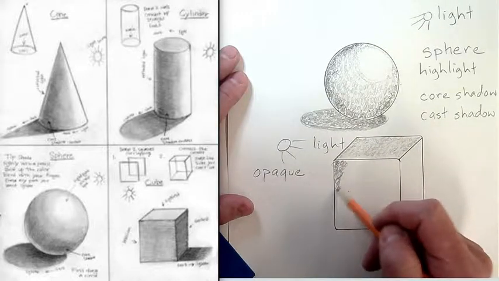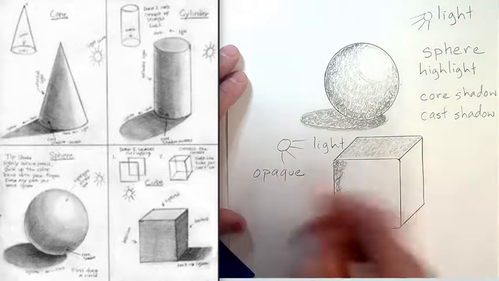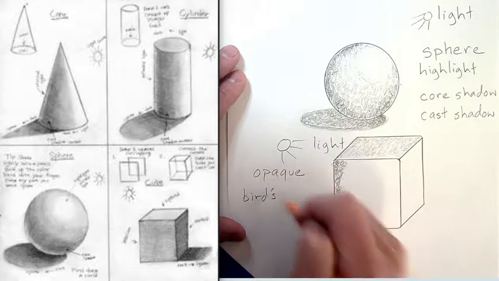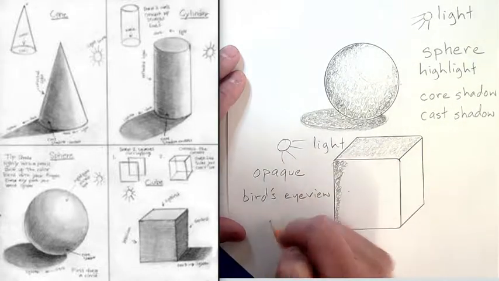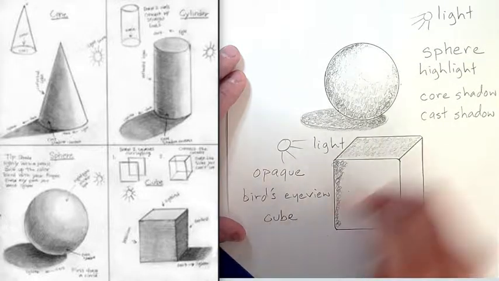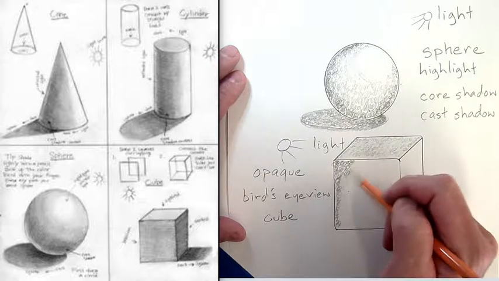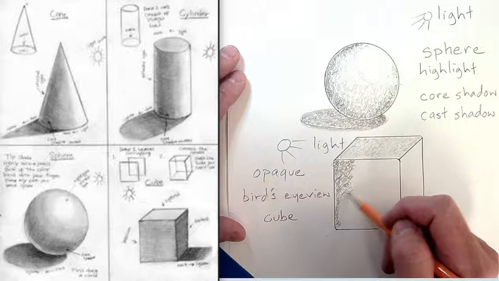By the way, this model of the cube is a bird's eye view. And the reason it's a bird's eye view of a cube is because you can see the top of it. That means it's like it's sitting on a table and you're up above it, almost like flying like a bird, looking down on that cube.